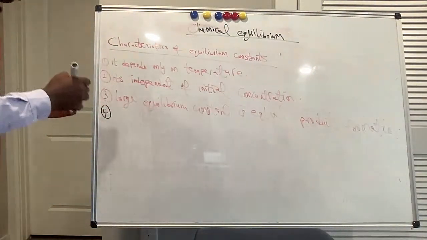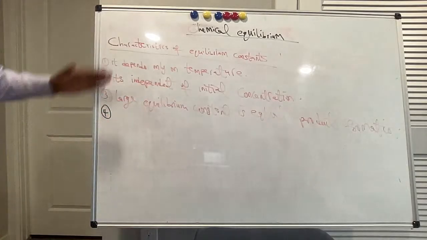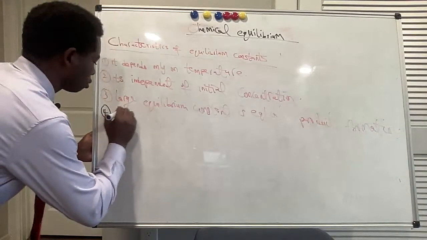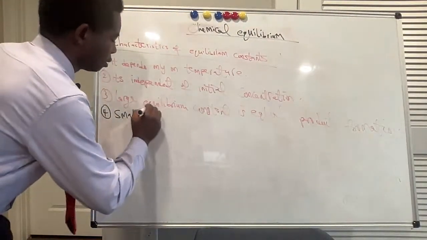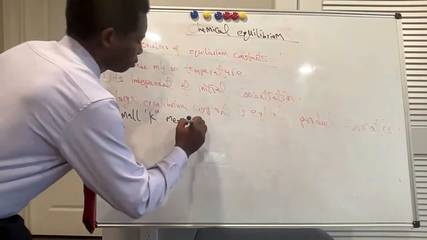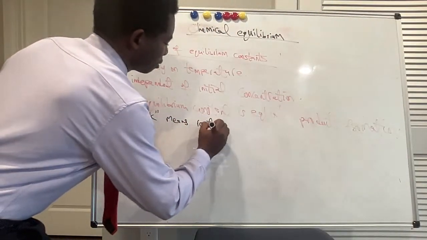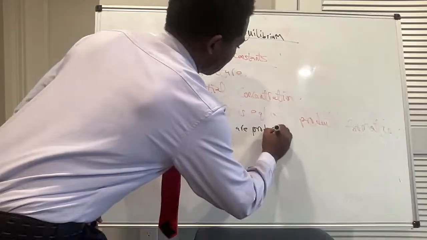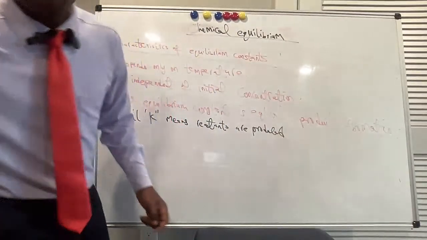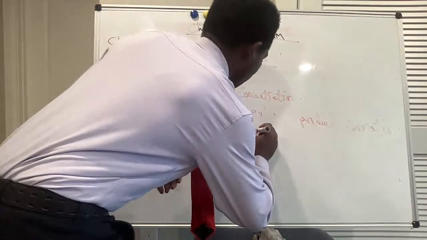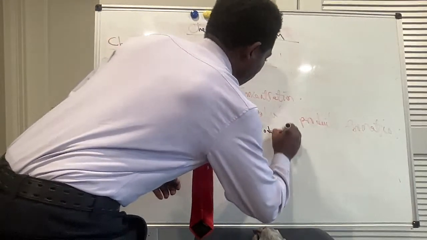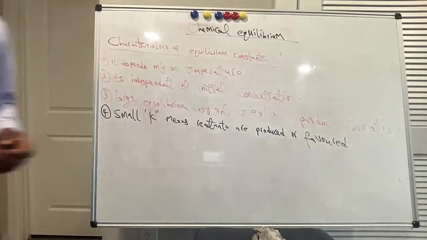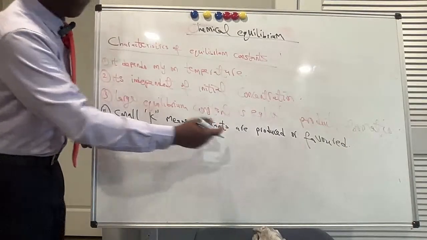Now let's look at the other characteristic. The fourth characteristic of the equilibrium constant: a small equilibrium constant means reactants are produced or favored.